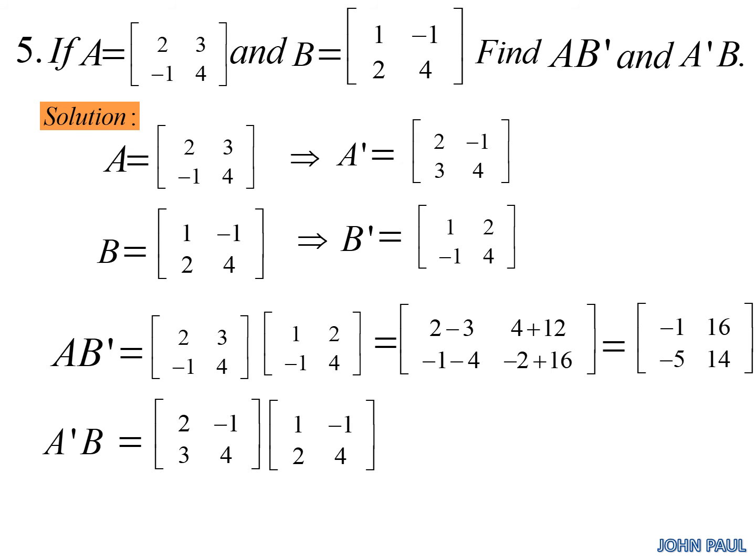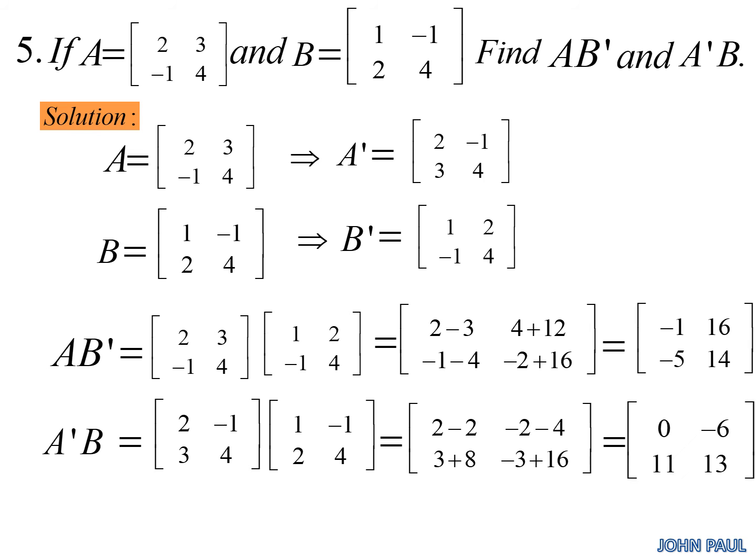Now A transpose B. A transpose, by multiplication. We know the matrix multiplication. Then by simplifying, we get 0, minus 6, 11, 13.